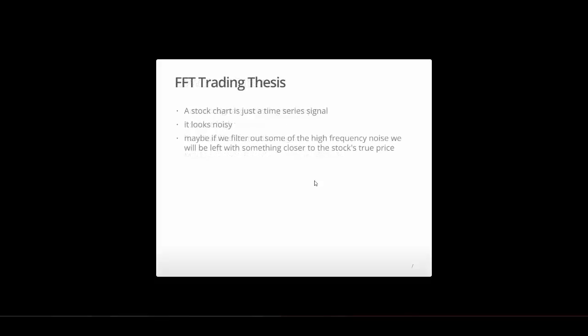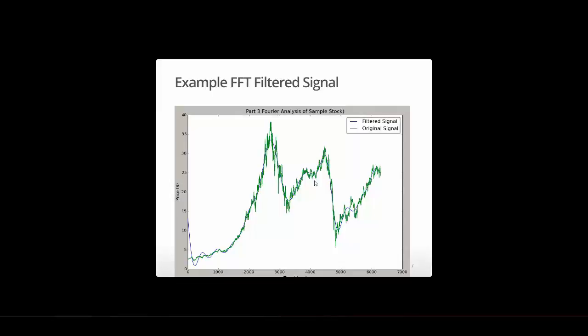So overall, our fast Fourier transform trading thesis is that a stock chart is just a time series signal. It looks noisy. If we filter out some of that noise, maybe we have a better idea of what the stock's true price is. So here's an example of a smoothed out stock price time series. The green here is the actual market data throughout history, and the smooth blue line here is what we see as our model output. So basically a smooth version of the stock throughout time.